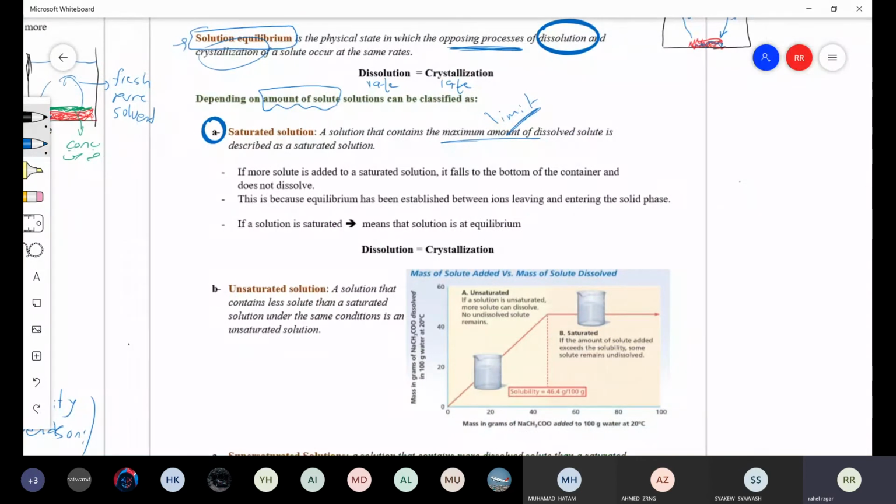How do we know a solution has reached saturation? What does it say? If more solute is added to a saturated solution, it will directly fall to the bottom and does not dissolve without any change.